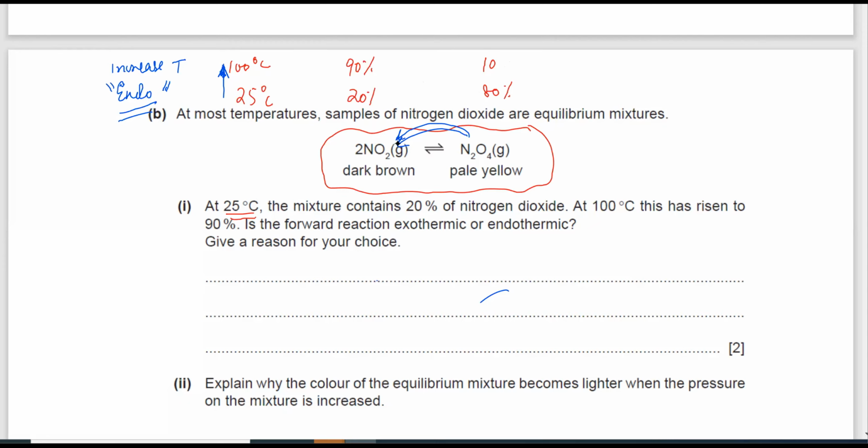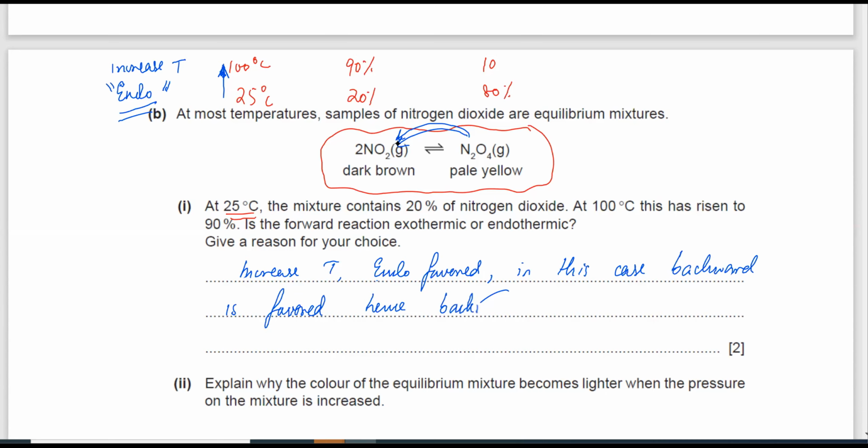So whenever you increase temperature, the endo reaction would be favored. In this case, backward is favored. By increasing temperature the reaction went backward, and the quantity of NO2 has increased. So that basically indicates that endo and backward are the same reaction. Hence, backward is the endothermic reaction. So forward would be the opposite: forward would be exothermic.